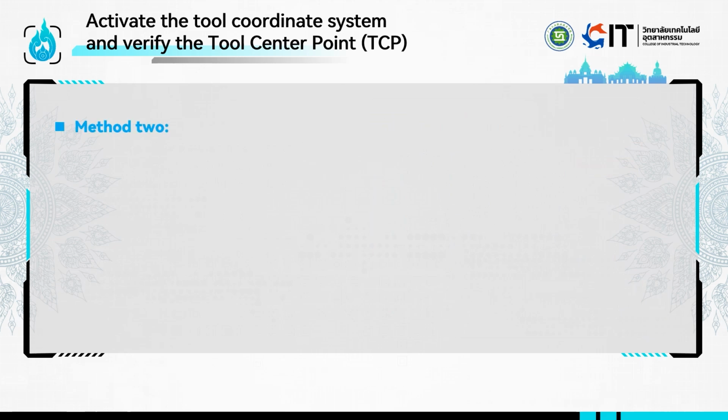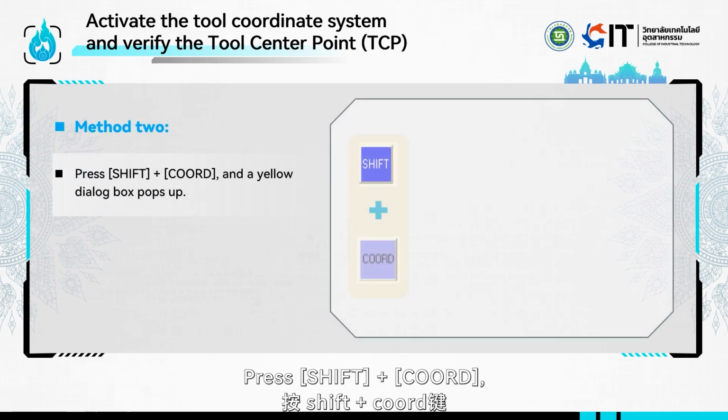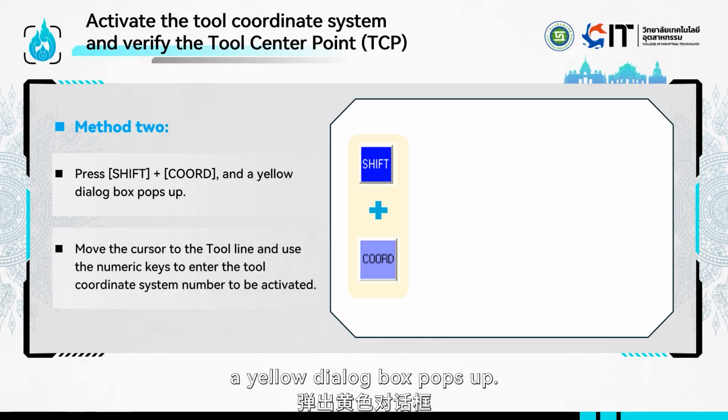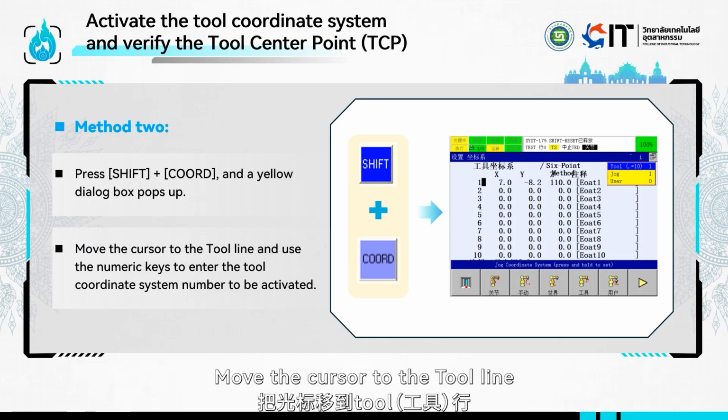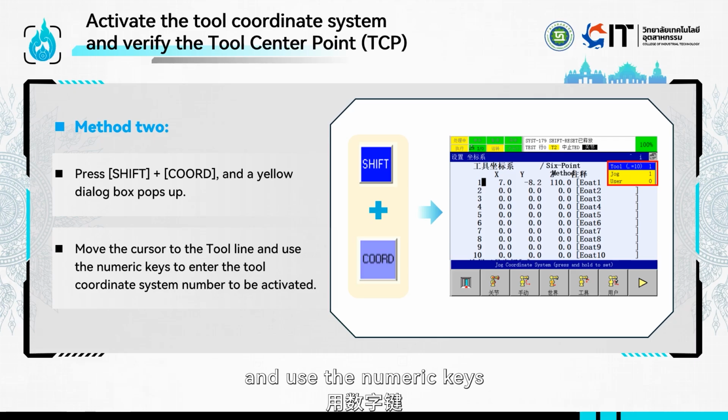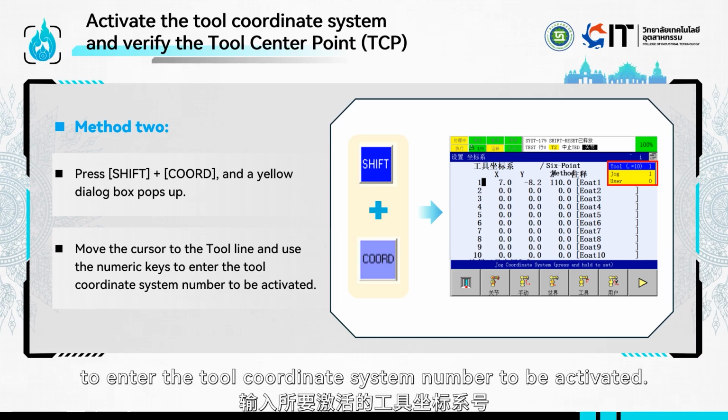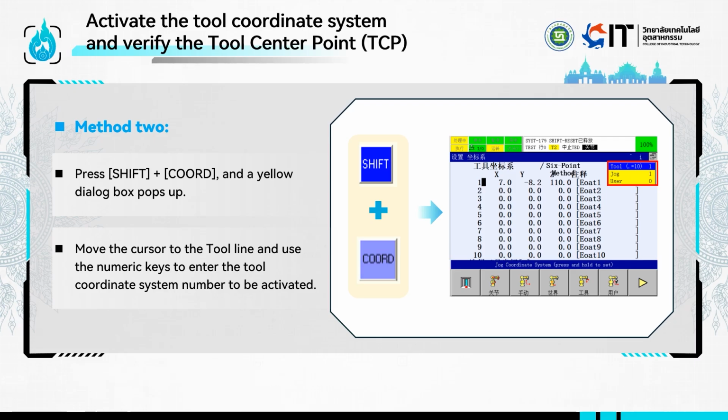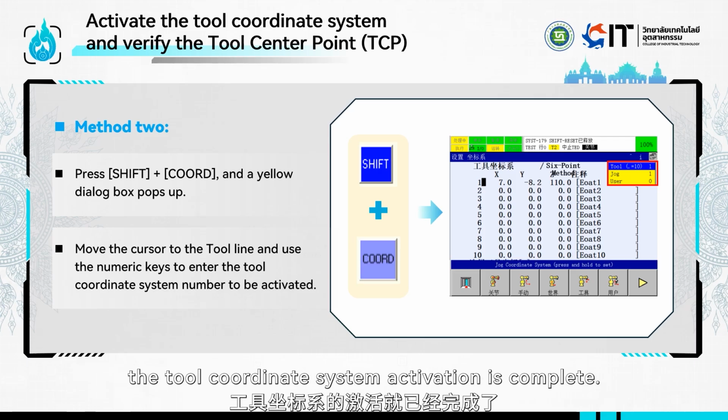Method 2. Press Shift plus QWERTY. A yellow dialog box pops up. Move the cursor to the tool line and use the numeric keys to enter the tool coordinate system number to be activated. At this point, the tool coordinate system activation is complete.